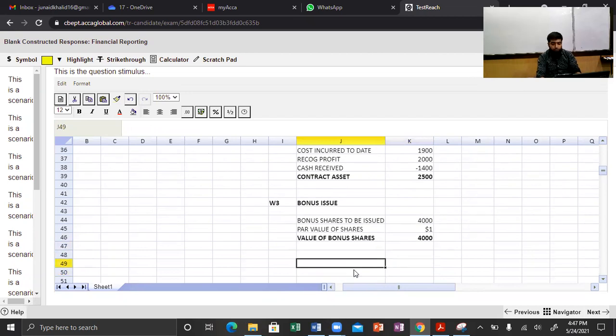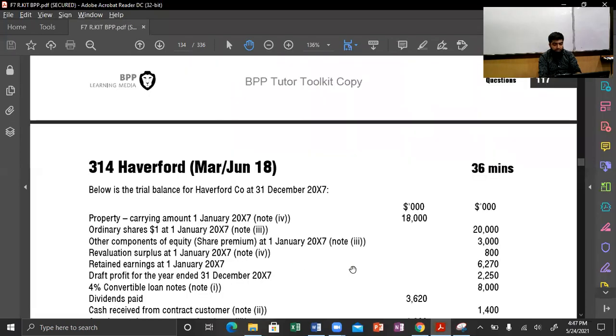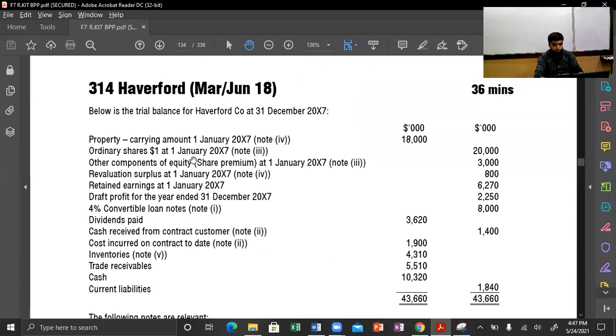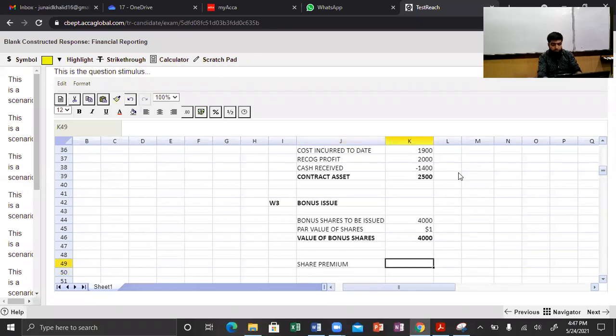Now how are we going to account for this? First of all, for this purpose we are going to use the share premium account. If there is no share premium account, definitely we are going to issue the bonus shares through retained earnings. Is there any share premium account? Yes, we have a share premium account of 3,000. It means share premium 3,000 will be utilized. However, we are issuing bonus shares for 4,000.